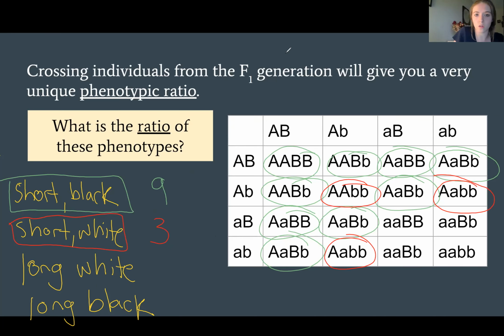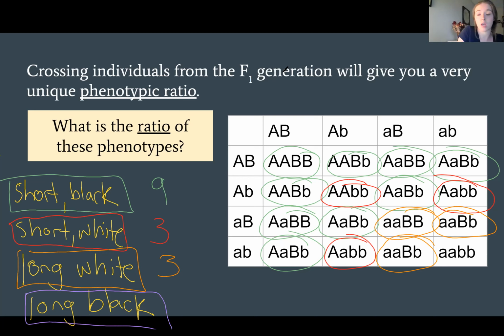Same is true for the long white rabbit, and I'm going to go through the rest of these a little bit faster. For the long white rabbit, you're going to have these 3 probabilities here because those represent the genotypes associated with the long white rabbit phenotype. And then finally, the last possibility is your long black phenotype. If you look at our Punnett square, there's only one probability out of 16 that you are going to have a long black offspring.